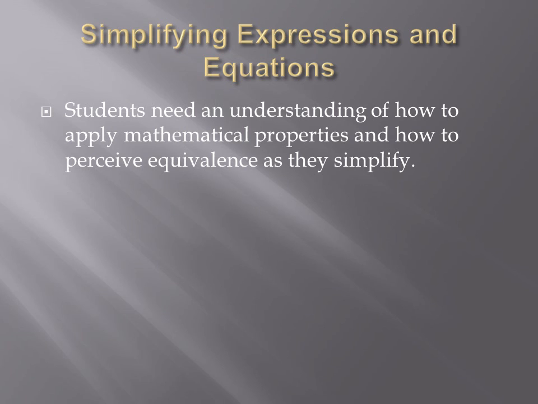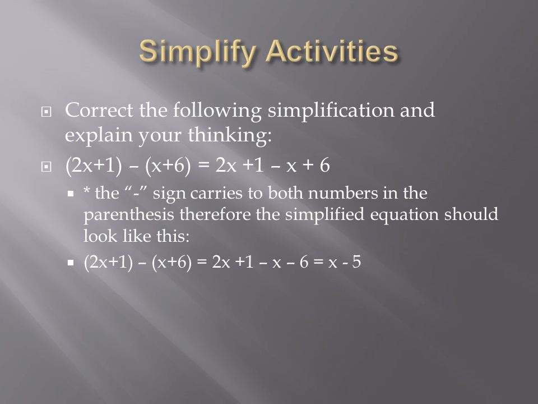Students need an understanding of how to apply mathematical properties and how to perceive equivalence as they simplify. Correct the following simplification and explain your thinking. 2x plus 1 minus x plus 6 equals 2x plus 1 minus x plus 6. However, the minus sign carries to both numbers in the parentheses. Therefore, the simplified equation should look more like this: 2x plus 1 minus x minus 6 equals x minus 5.